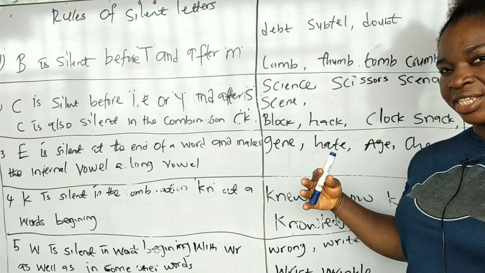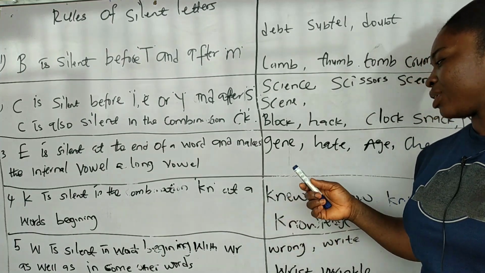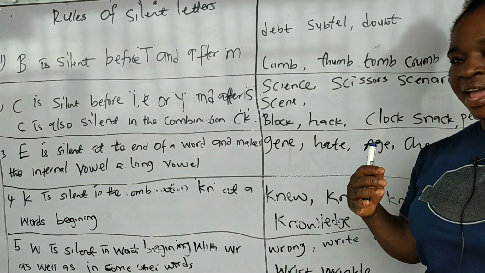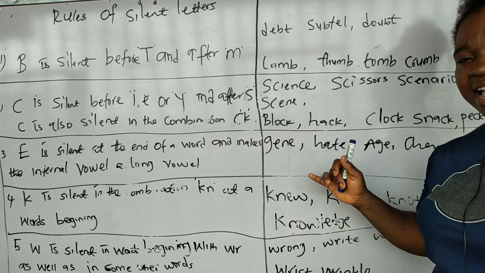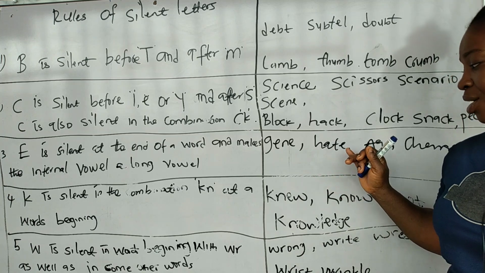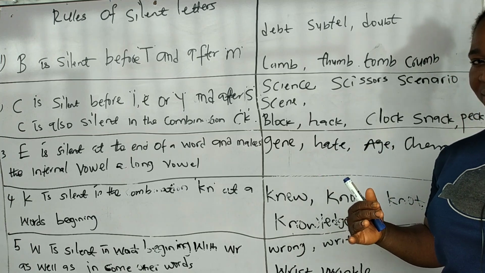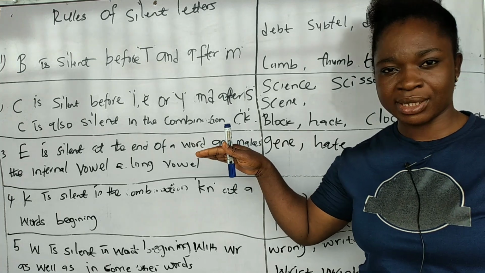We have Jane. We still have hate. You can actually hear this A being pronounced as well as the T, but the E now is silent. That is what this rule number 3 states.